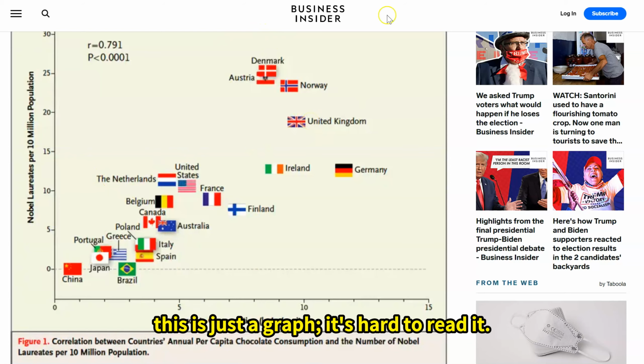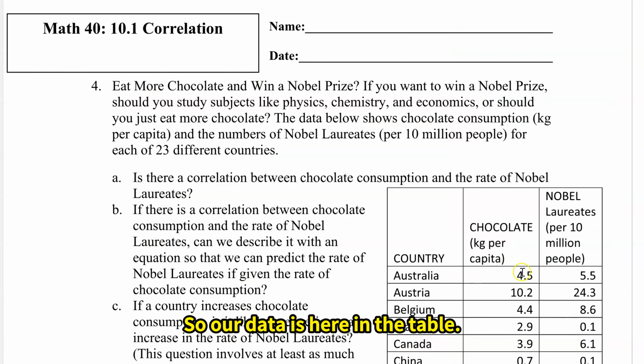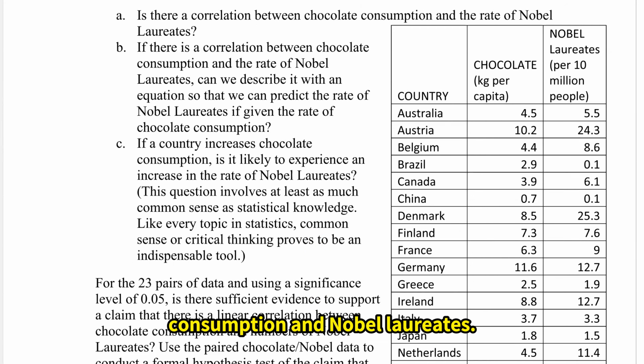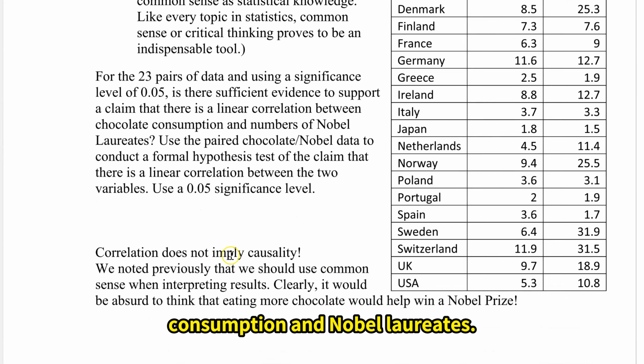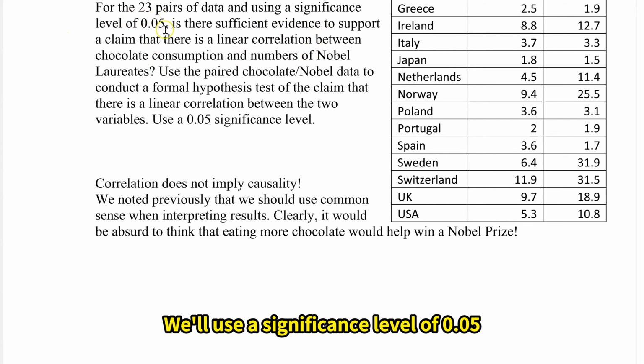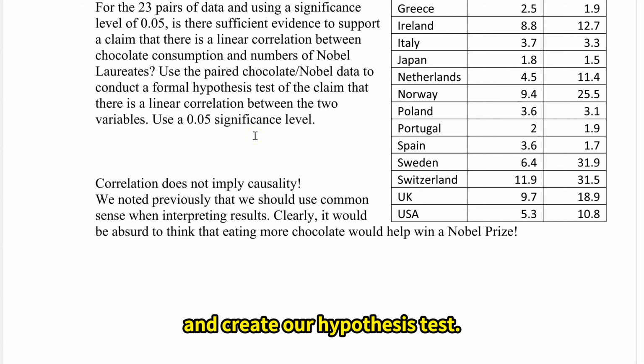We're going to replicate somewhat this information, but our data is slightly different than what's provided here, because this is just a graph. It's hard to read it. So our data is here in the table. We want to determine if there's a correlation between chocolate consumption and Nobel laureates. We have 23 pairs of data. We'll use a significance level of 0.05 and create our hypothesis test.